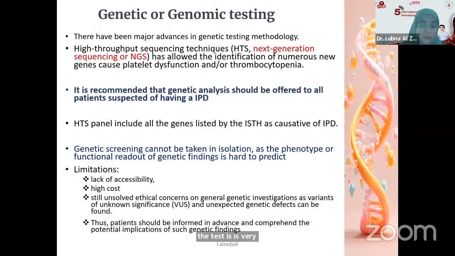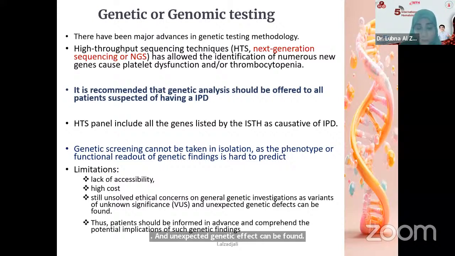The last approach is genetic testing. It is now recommended that genetic analysis should be offered to all patients suspected of having an inherited disorder. The genetic screening cannot be taken in isolation, as the phenotype or functional readout of a genetic finding is hard to predict. The limitations of genetic testing are lack of accessibility, high cost, and still-unresolved ethical concerns on general genetic investigation, as variants of unknown significance and unexpected genetic defects can be found.